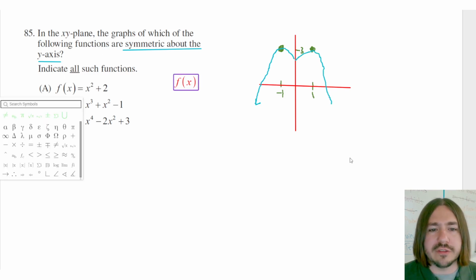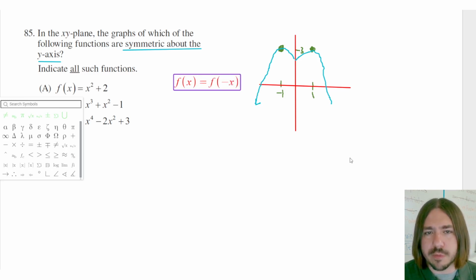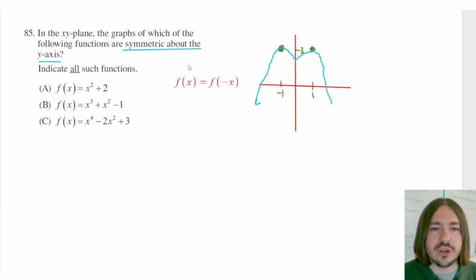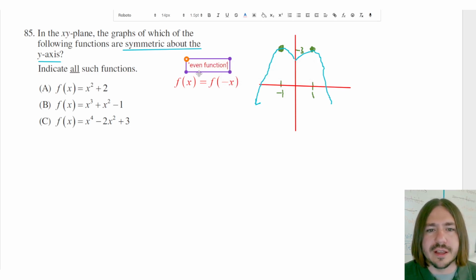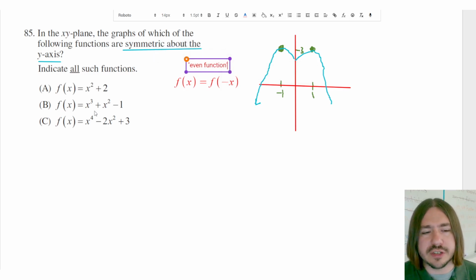But basically, here's the deal. If every x value has the same output as its negative x counterpart, then it's going to be symmetric about the y-axis. And in this case, we call this an even function, if this is true. So basically, we are testing to see which one of these functions are even.